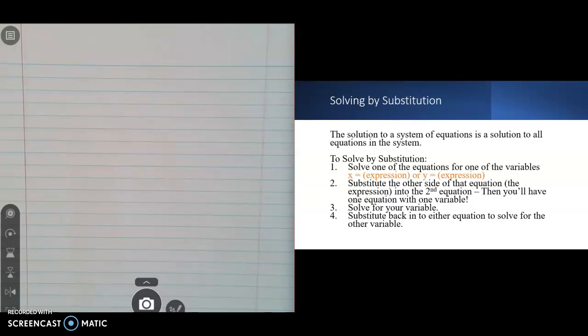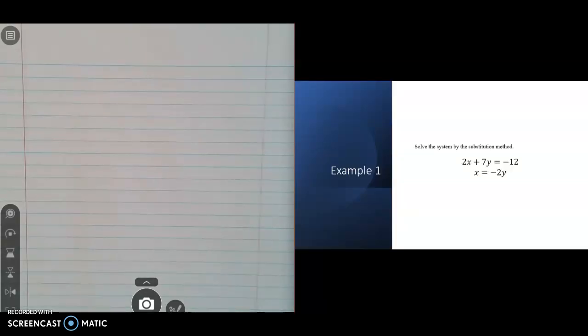Then you're going to have one equation with one variable instead of two equations with two variables. You can solve that equation for the variable, and then substitute back into either equation to solve for the other one that you don't have yet. So let's try these, and I think they're going to make more sense as we do some examples.